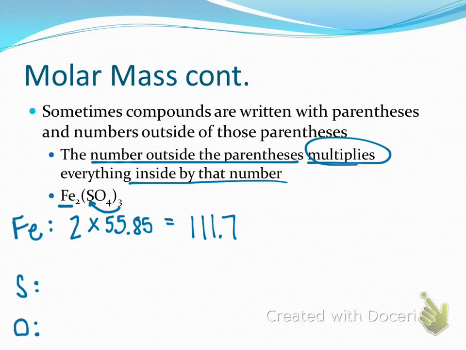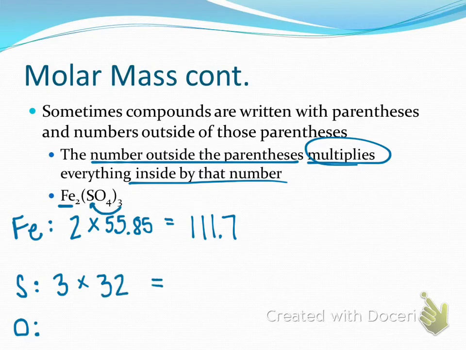Okay, so here's what's happening. This SO4 is a single molecule. Okay, and there's 3 of those SO4 molecules attached around iron. So if we have 3 of those SO4 molecules, that means therefore we have 3 sulfurs. Okay, so sulfur's at 32.06. I'm going to keep that at 32.